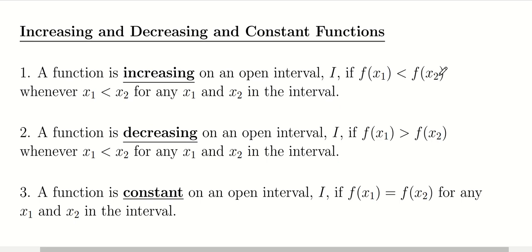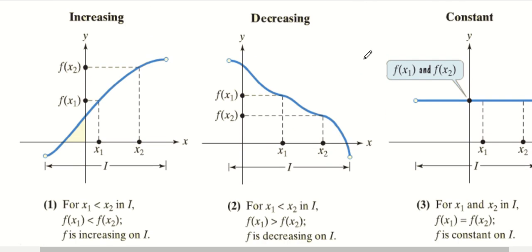The next topic we come to is that of increasing and decreasing and constant functions. You can see here the definitions of each of these concepts, increasing, decreasing, and constant. And there's a lot of terminology. Okay, let's pick through it and see what all of this means. For example, a function is increasing on an open interval I if f of x1 is less than f of x2 whenever x1 is less than x2 for any x1 and x2 in the interval. That's a mouthful. What does that mean? Well, let's break this apart a little bit.